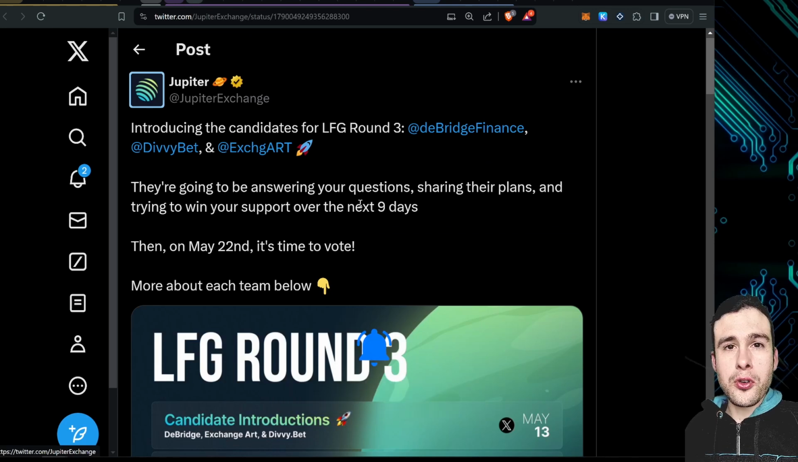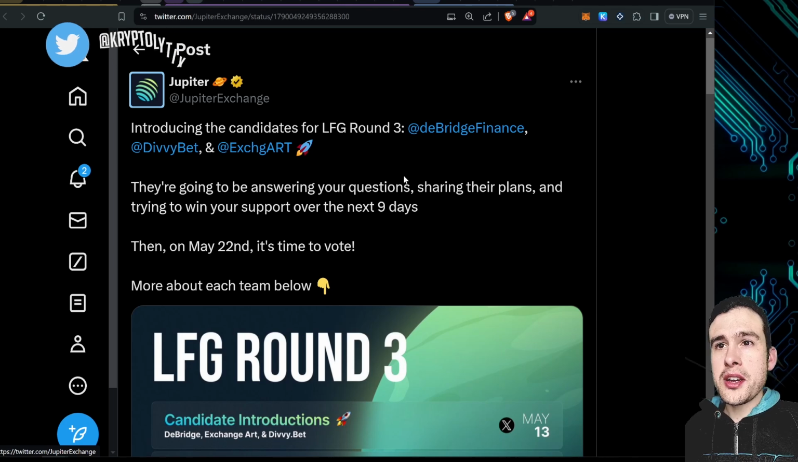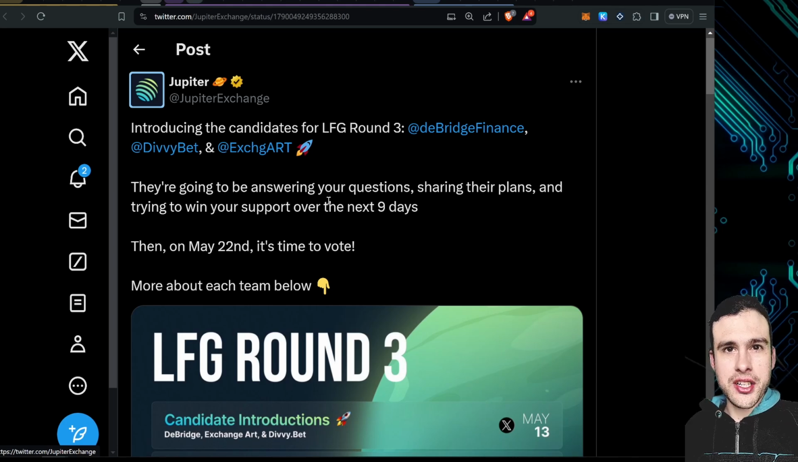Next up, we've got the Jupiter LFG round 3. So this is the vote for the next token to be launched on the launchpad on Jupiter. And remember, as part of the ASR or Active Staking Rewards program, you've got to vote every time there is a vote. And if it's got nothing to do with, say, a launchpad, and it's something like the budget for the team, like the last one was, in those cases, you could just abstain if you don't want to say yes or no. In this case, you would pick one of these 3 candidates.